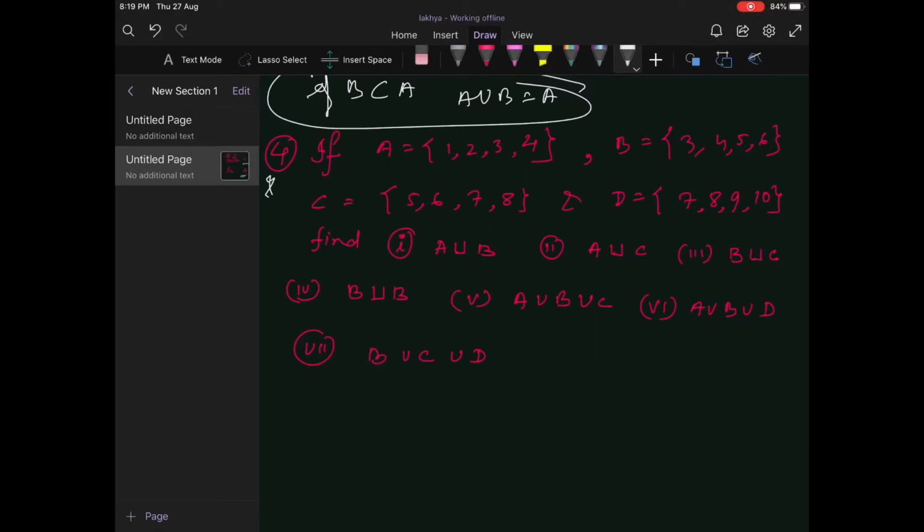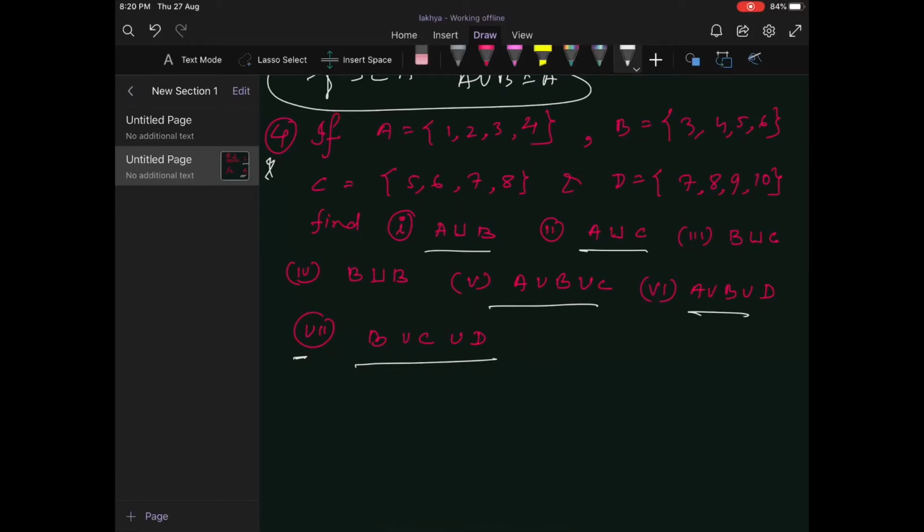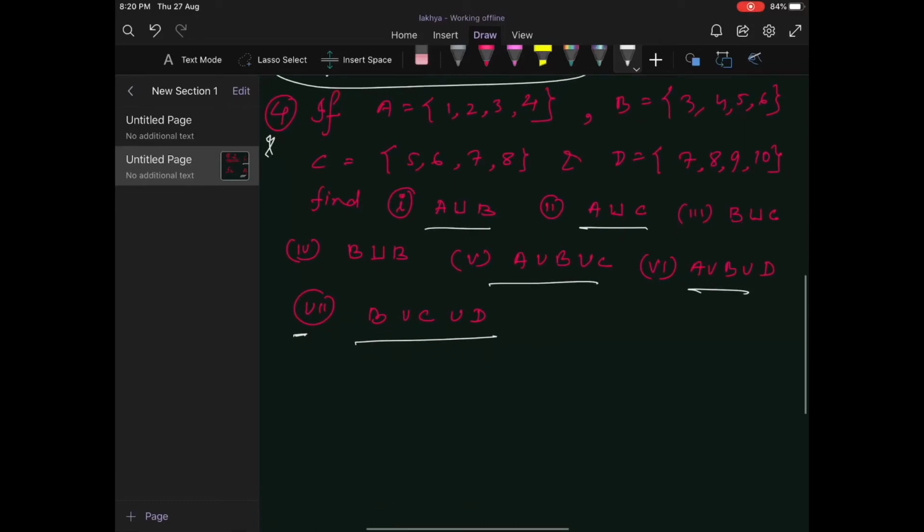So question number 4 is similar to question number 1. I have already shown you how to find the union of two sets. Now I will show you how to find the union of three sets. I will solve only one from these 7 questions, since these are very easy and I don't want to waste time solving all of them. So let me show you the last one.